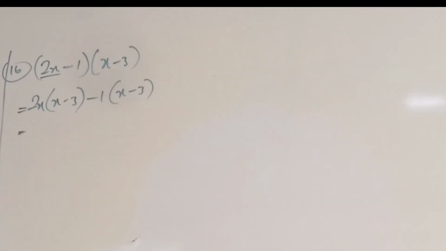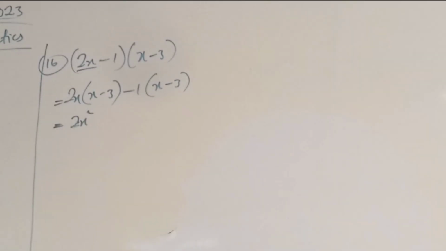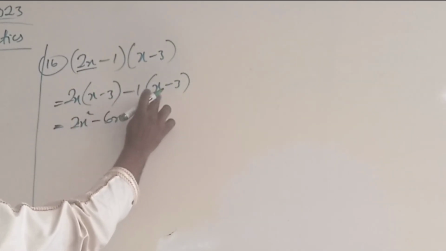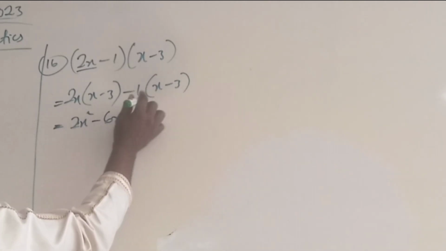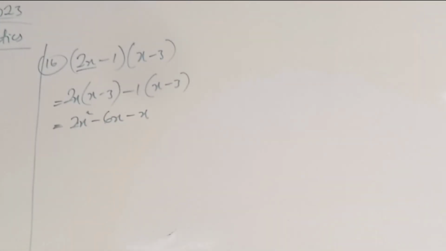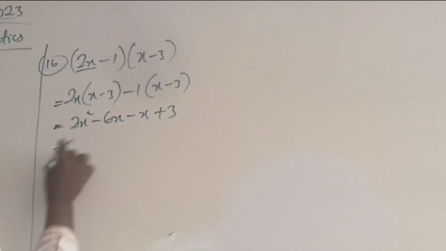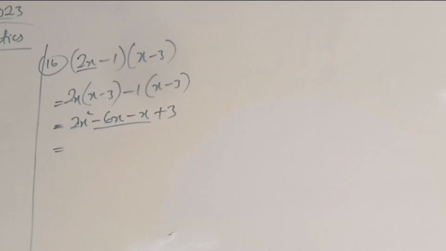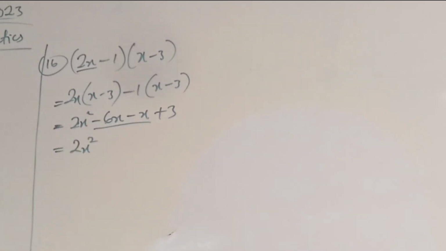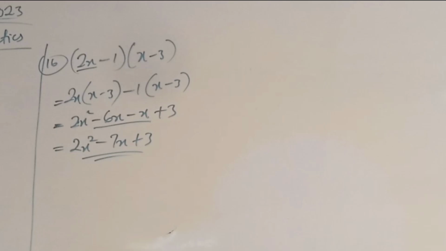So you can then open. 2x times x is 2x squared. 2x times minus 3 is minus 6x. Then minus 1 times x, that's minus x. Minus 1 times minus 3, plus 3. Good. So we can then, this and this are the same. We can have 2x squared minus 6x minus x, minus 7x plus 3. This will be the answer.